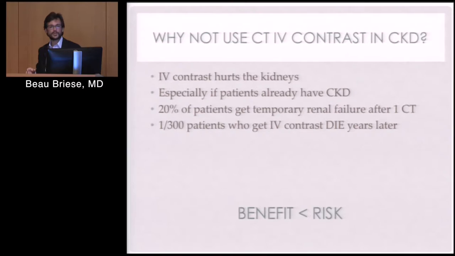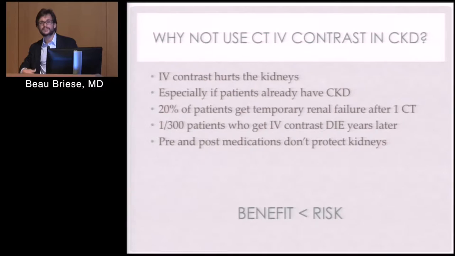20% of patients in our best studies, which aren't great, admittedly, show you get some temporary renal failure when you get the CT with IV contrast, and 1 in 300 patients actually die when you get a CTA or a CT of the abdomen and pelvis with IV contrast, but it's probably 10 to 20 years down the road. They die of renal failure, not of cancer, actually. So these are things we have to think about in deciding if we're going to need to get that CAT scan or not. And the pre and post medications don't really seem to protect the kidneys, even though we wish that they did in the clinical trials that were done.